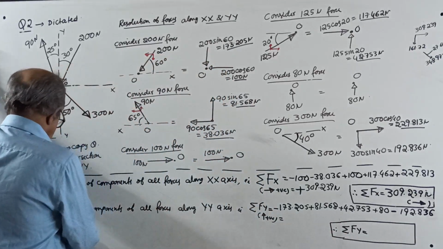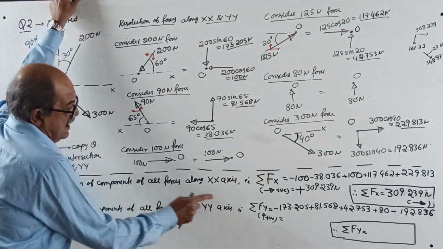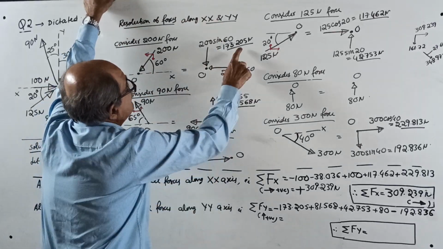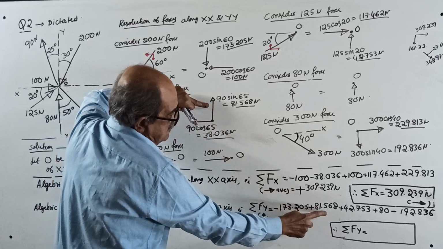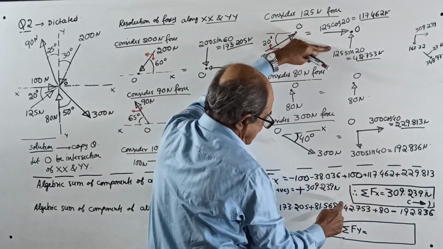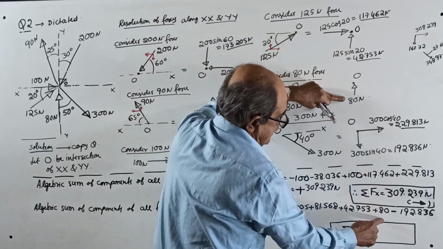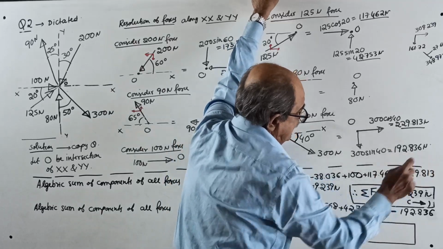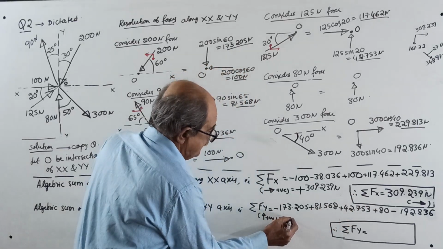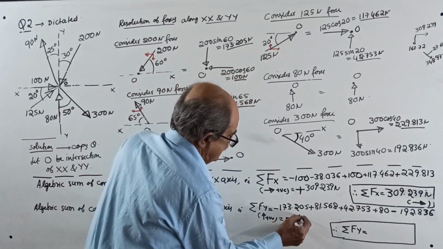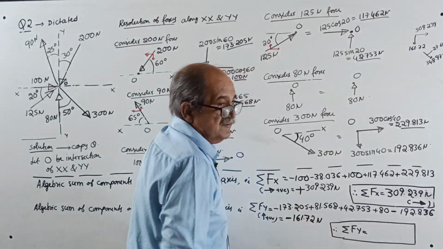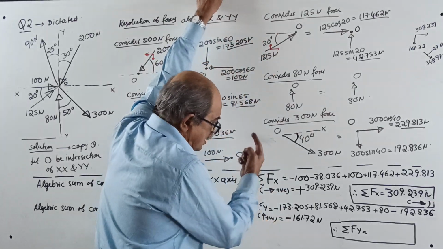Okay, next. Algebraic sum of components of all the forces along the y axis, this way, I will take upward positive. Minus 173.205 plus 81.568, plus 42.753, plus 80 minus 192.836 Newton. That much Newton. The answer is minus 161.720 Newton. That is sigma Fy equal to, we took upward positive.